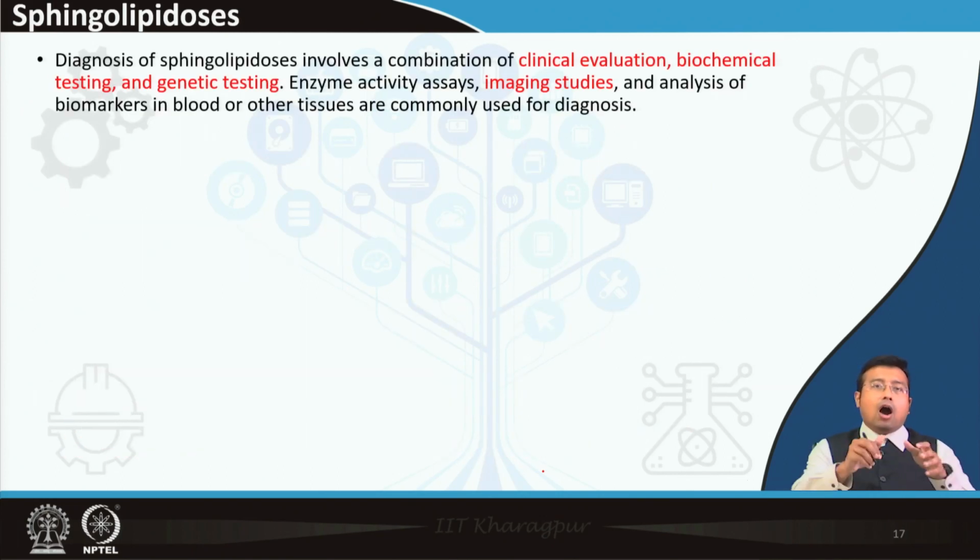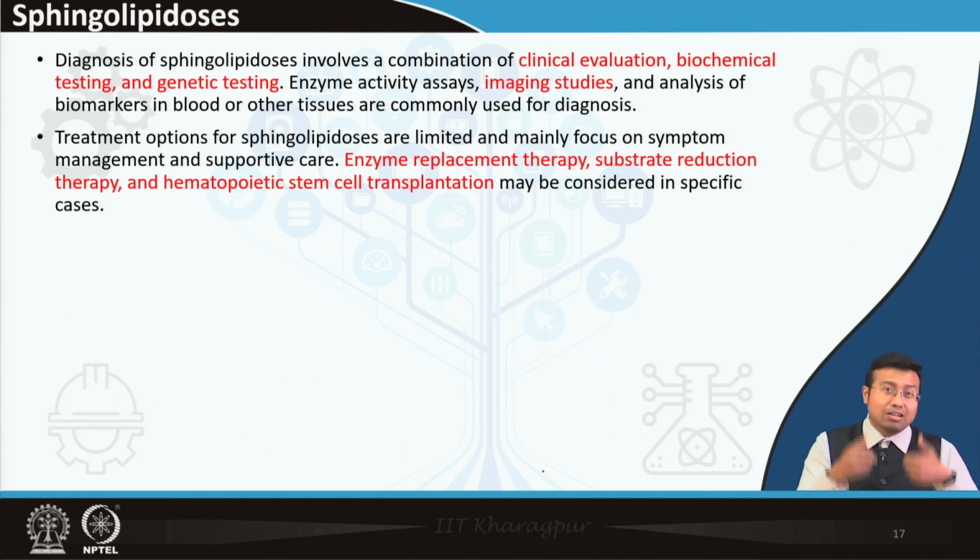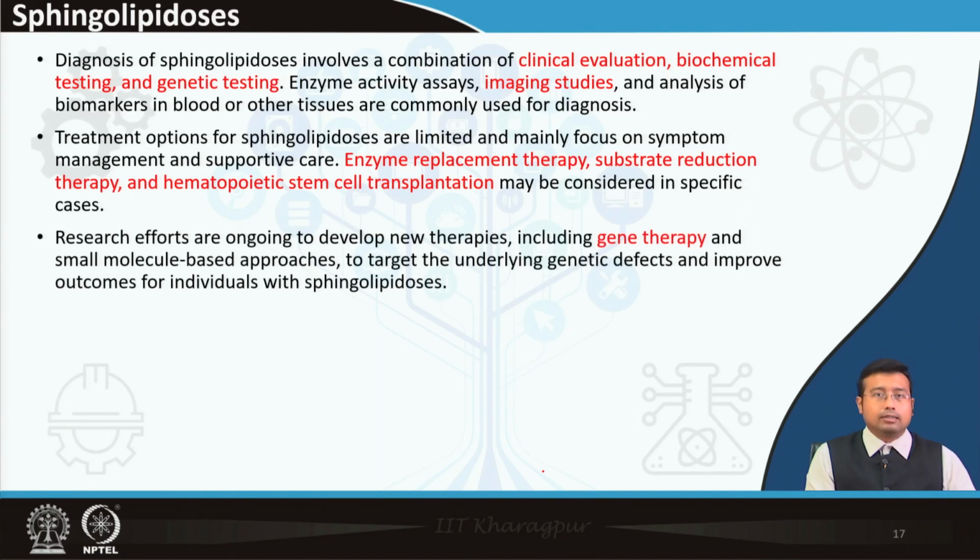Apart from that, how can we diagnose? So, the general features have been discussed. The diagnosis also falls in line with various other metabolic disorders that we have discussed: clinical evaluation, biochemical testing, genetic testing and also imaging study, radiological studies in some cases. Okay. Newer treatments like enzyme replacement therapy, substrate reduction therapy, hematopoietic stem cell transplantation may be considered in specific cases, but not all cases, all right. And as I told you, in all metabolic disorders, the ultimate goal or cure is gene therapy, but that is under trial in most of the diseases.